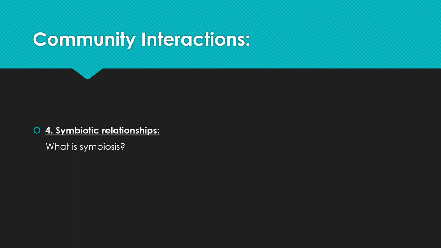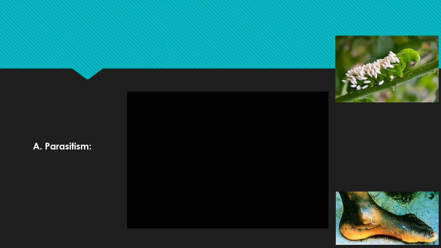That means that symbiosis is an interaction between two species that is either benefiting both, benefiting one and not the other, or benefiting one and harming the other. So there is some kind of interaction. Okay? So symbiosis is an interaction or association between species. Okay, so the first symbiotic relationship is parasitism. A parasite gets nourishment from a host, which is another organism.